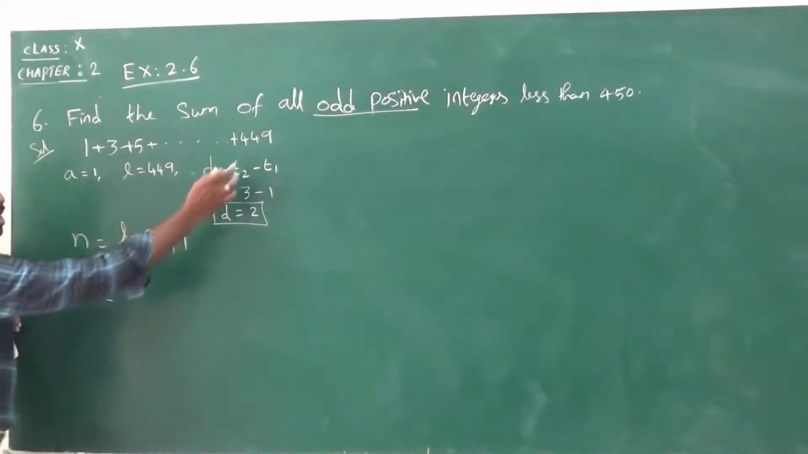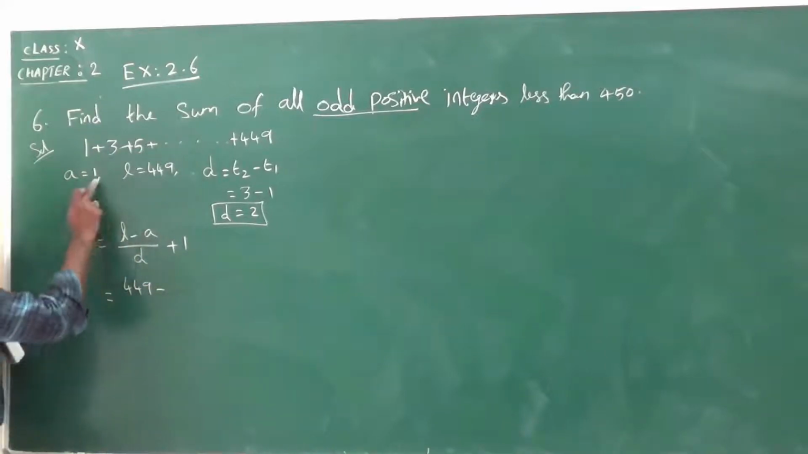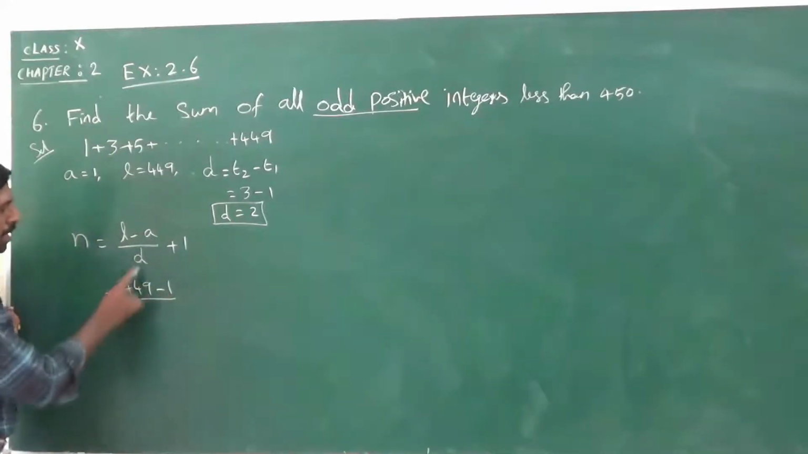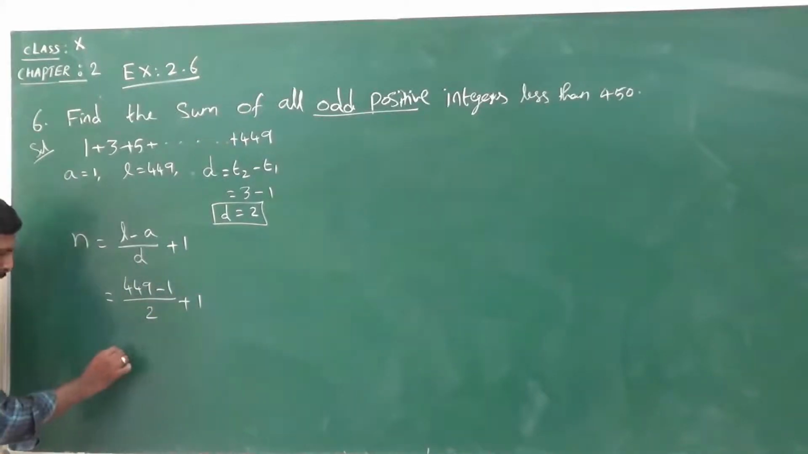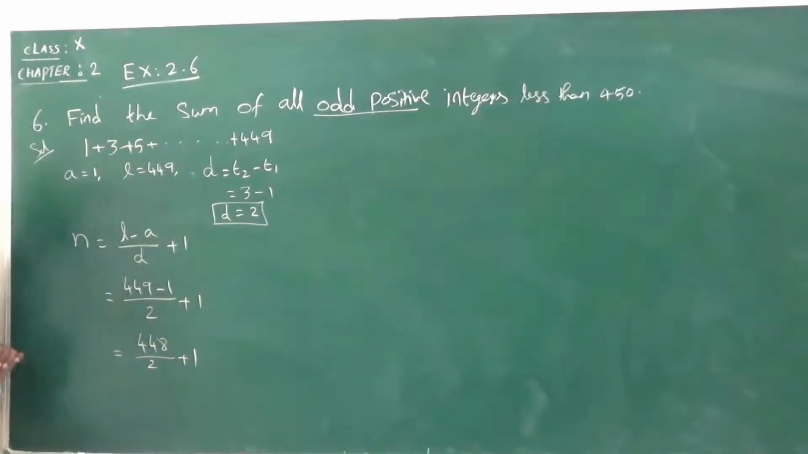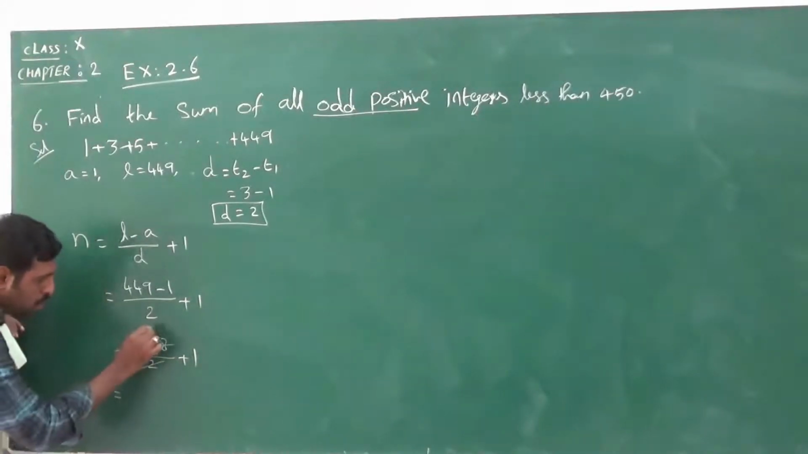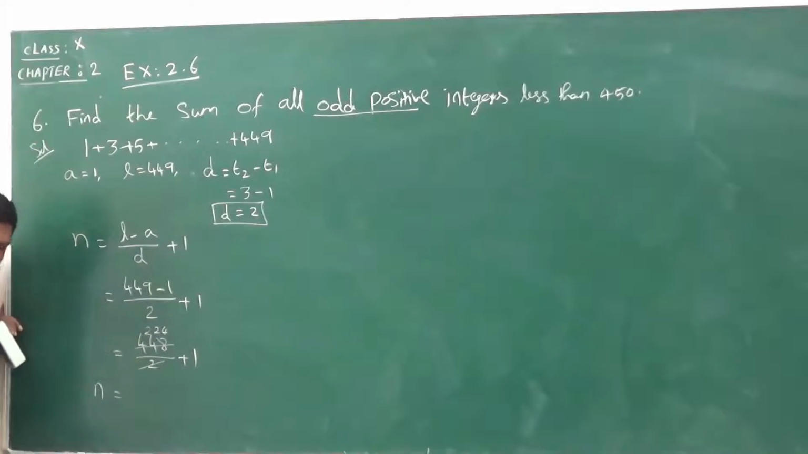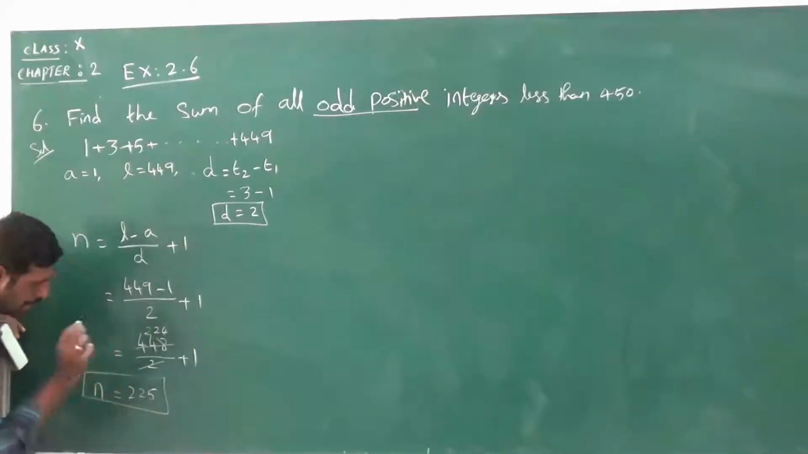In this formula, we have applied the terms to find the n value. Here l, the last term, is 449, minus a is equal to 1, divided by d is 2, plus 1. Then 449 minus 1 is equal to 448 divided by 2 plus 1. Right? Then if you divide this term, we get 224. 224 plus 1 is equal to 225. So this is n, the number of terms.